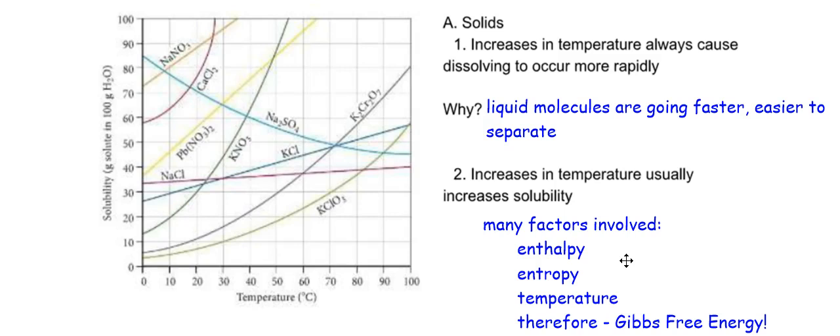What else is involved? Temperature. So if I have enthalpy, entropy, and temperature, then Gibbs free energy can also predict whether increases in temperature will increase solubility, or in the case of sodium sulfate, will decrease the solubility. So something to think about. All right, let's go on to the next page.